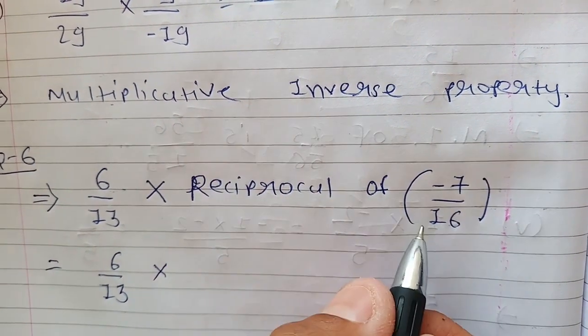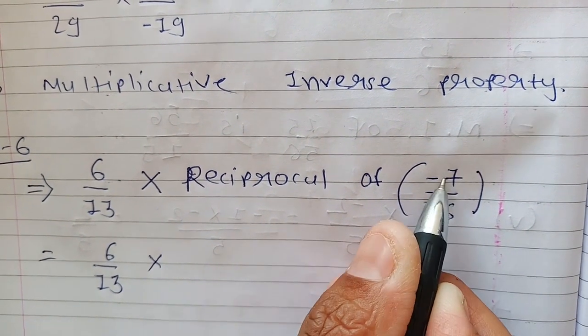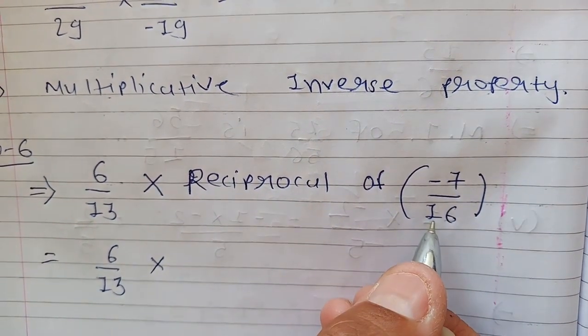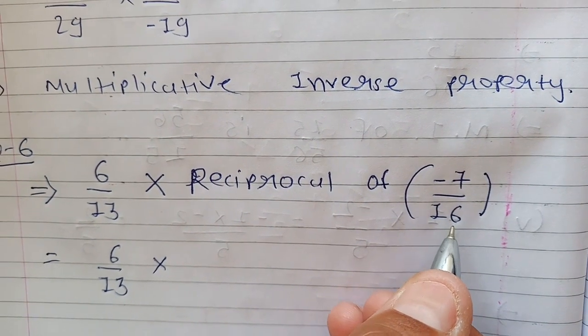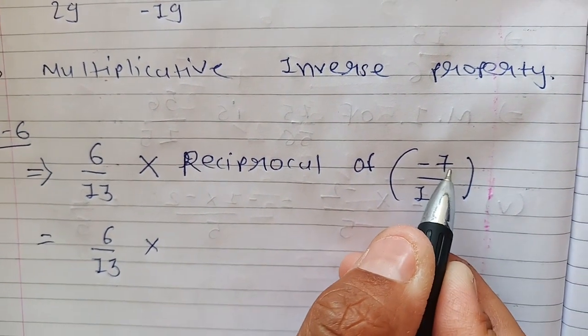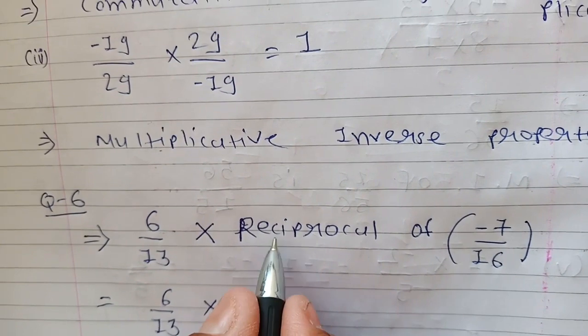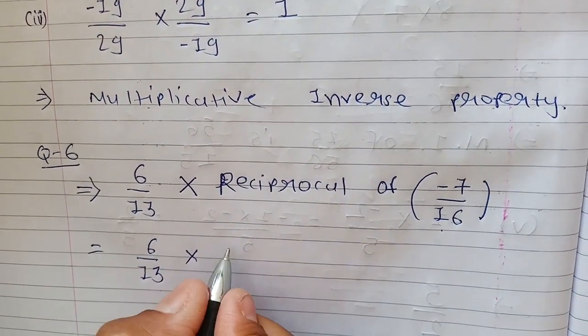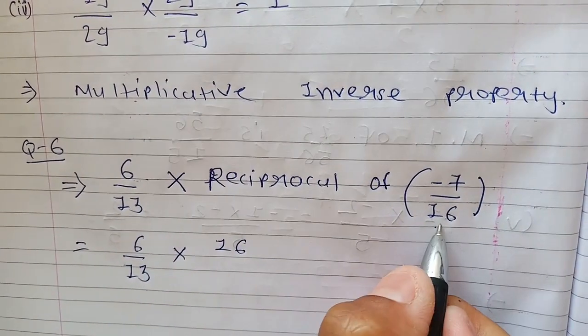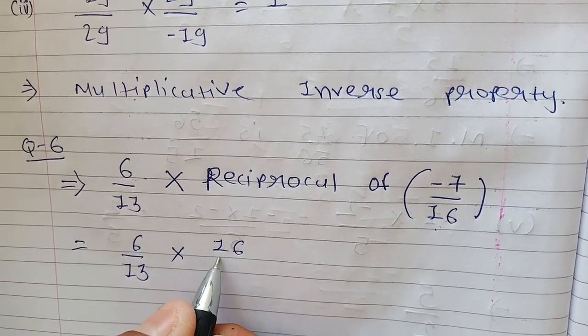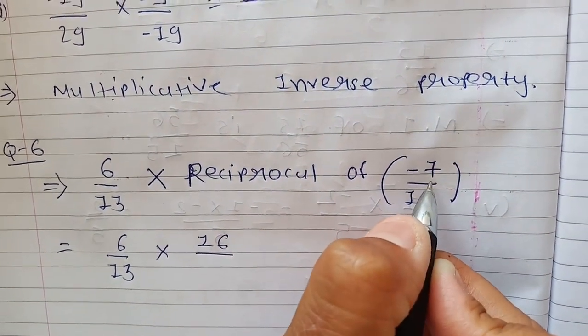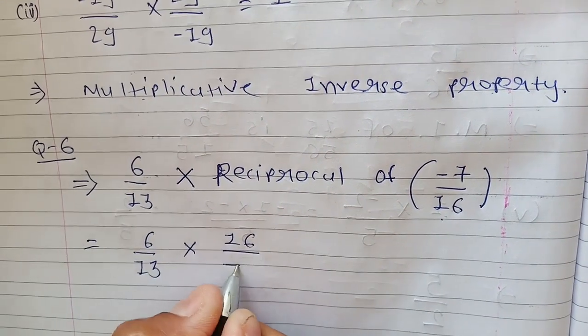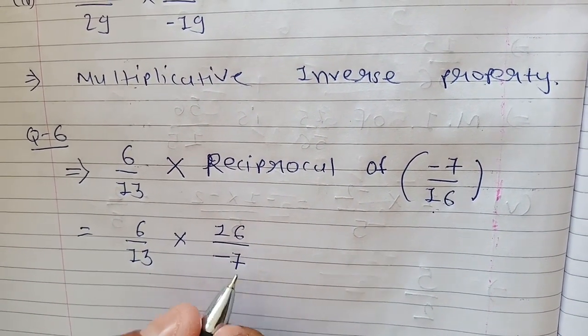What is the meaning of that? Whatever number is given in the numerator, we have to put it down in the denominator, and whatever is given in the denominator, we have to put it in the numerator. So now the reciprocal of this number: 16 is in the denominator, so we put it in the numerator, and minus 7 is in the numerator, so we put it in the denominator.